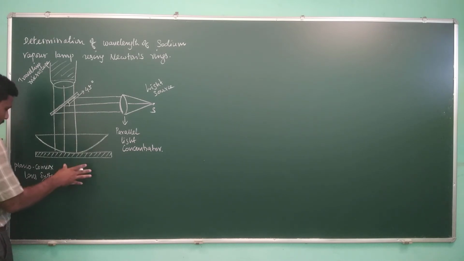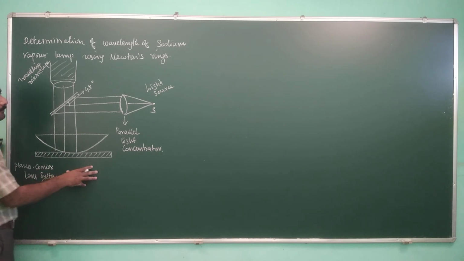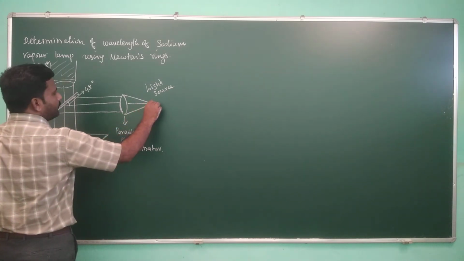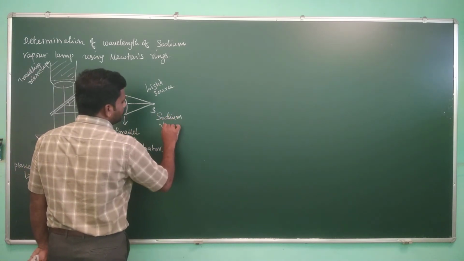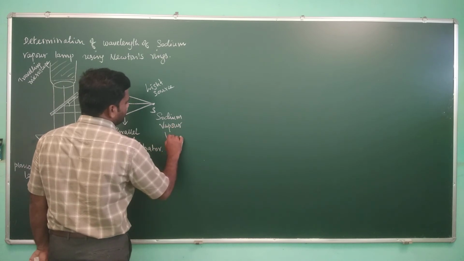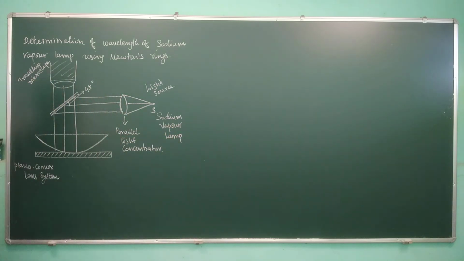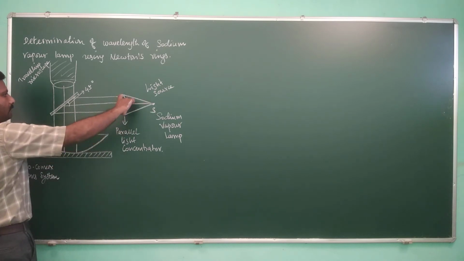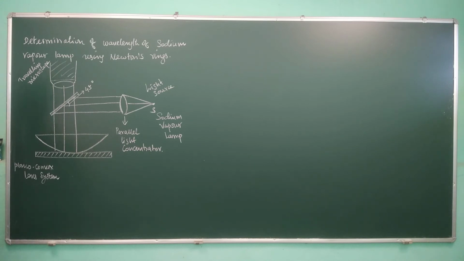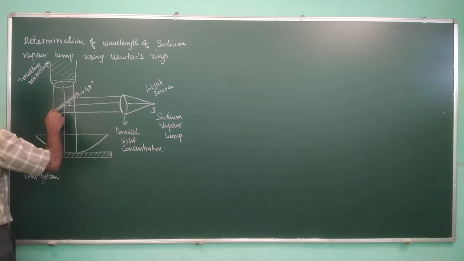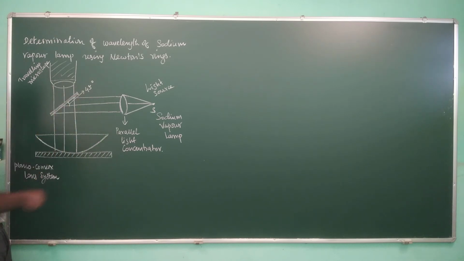Here, this is the Plano convex lens system. Okay. Now, a light is coming from a light source. This light is nothing but the sodium vapor lamp, whose wavelength is going to be calculated using this method. Now, this incoming light ray is converted into plane parallel using this parallel light concentrator, and this light is allowed to get reflected in a mirror. This mirror has the property that part of the light will be reflected and part of the light will be passed through it.